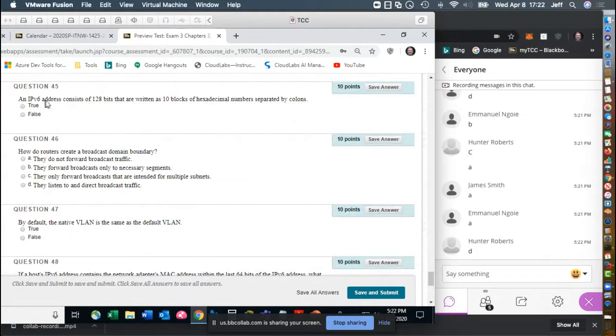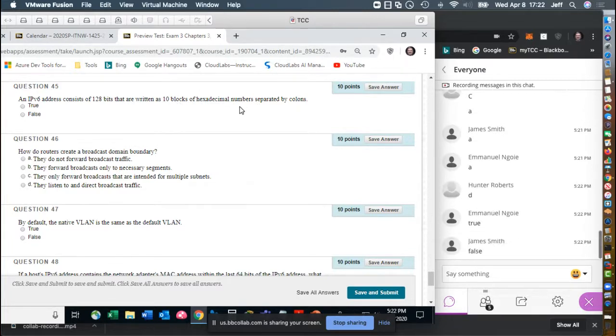All right, an IPv6 address consists of 128 bits that are written as 10 blocks of hexadecimal numbers separated by colons. It's actually false. They get you. It's 8 blocks. It's not 10. Yeah, they're trying to be tricky.